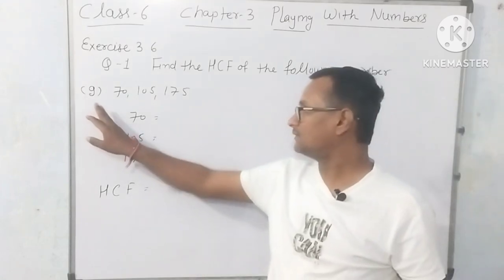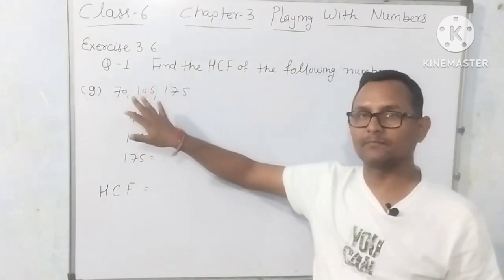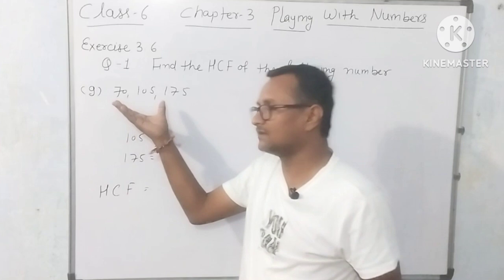So 34 is the highest common factor of 34 and 102. Now we will do part G. Here they have given 3 numbers.